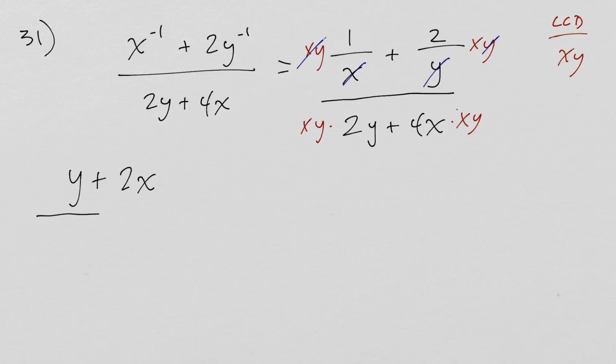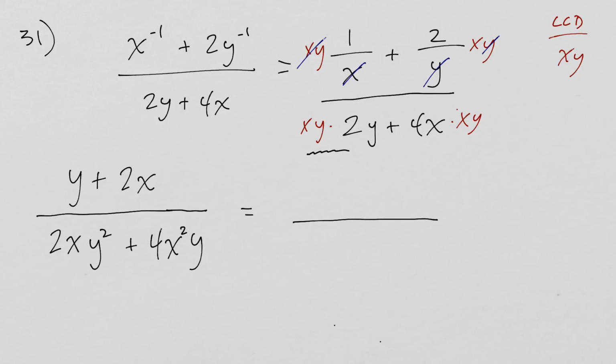And in the denominator, I have 2xy squared from this term plus 4x squared y in the second term. Okay. Now, in the denominator, I can factor. I can take a 2xy out of each of these items, and I'll be left with a y plus 2x.